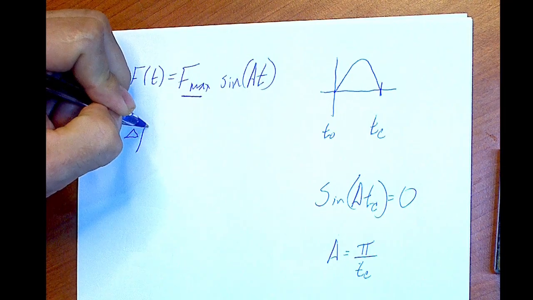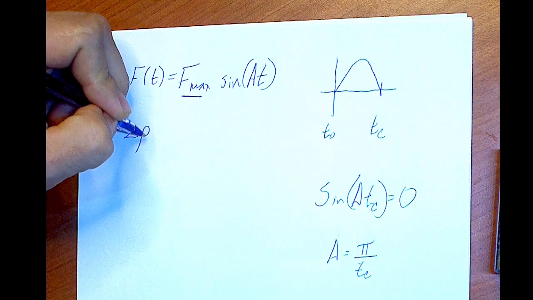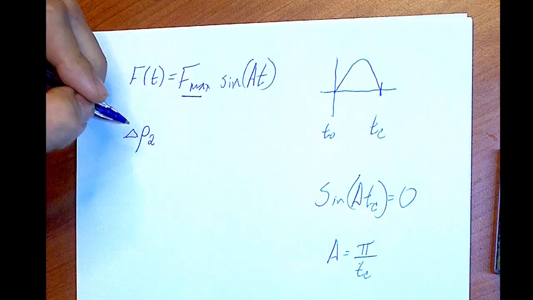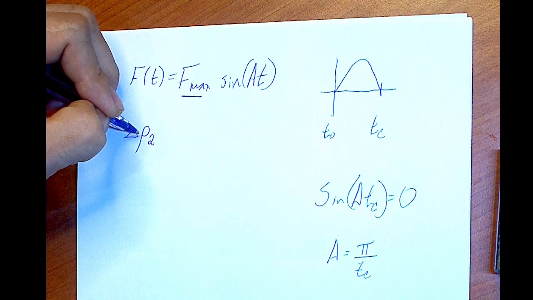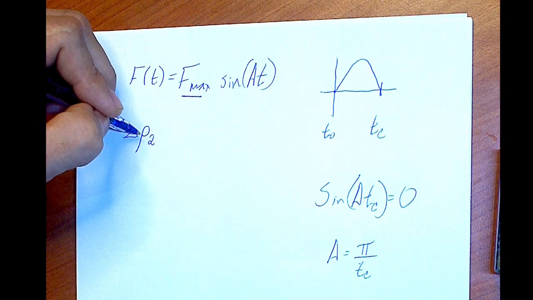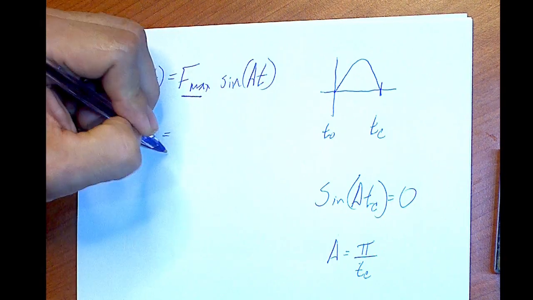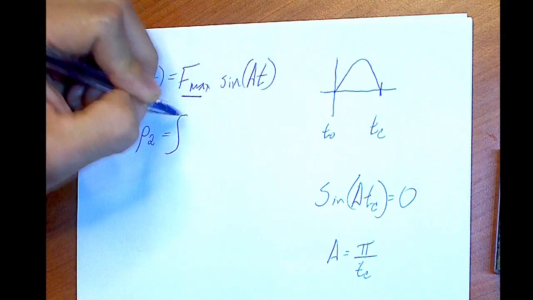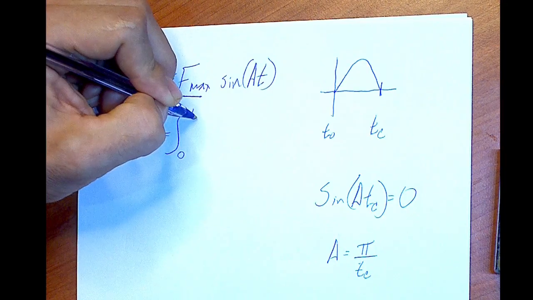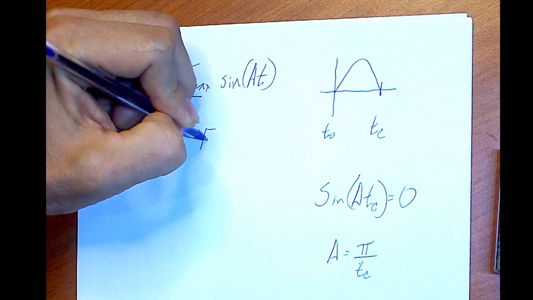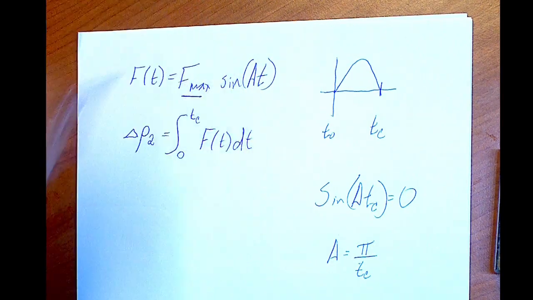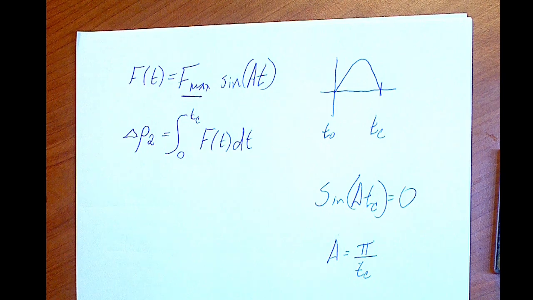The change in momentum on one of the blocks, let's just say block 2. We could say block 1, it doesn't matter because the change in momentum for block 1 is the same as the change in momentum for block 2. But the change in momentum is going to be equal to the integral from the start of the collision to the end of the collision of force as a function of time for the interval of the collision, dt.